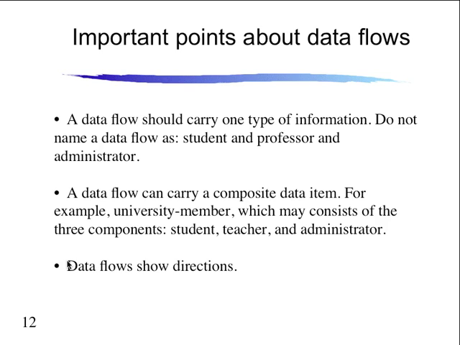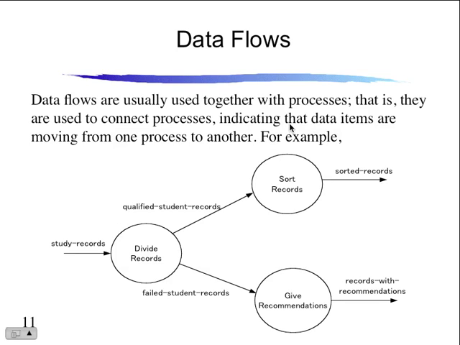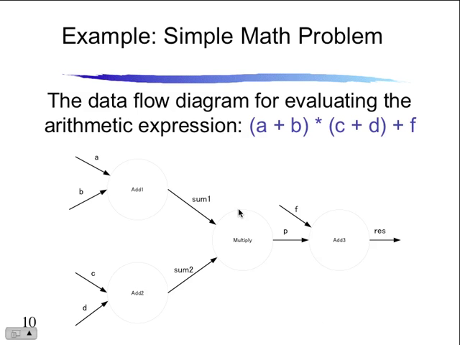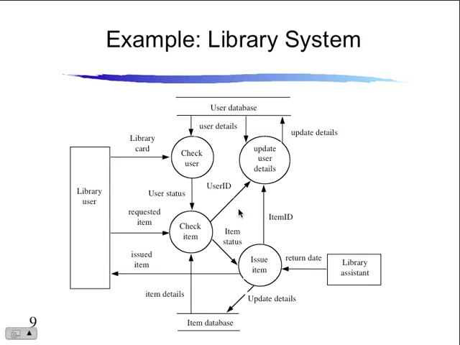So, important points about data flow diagrams. The data flow should carry one type of information. So don't name a data flow as student and professor and administrator. One type of information per data flow. So let's go back and take a look at the data flow. Here's the data flow. We have qualified student records. We have failed student records. We're labeling the data flow just the same way as we labeled them here.